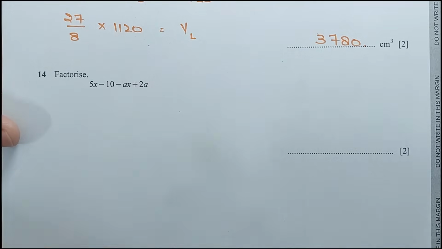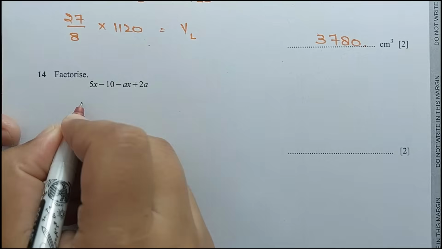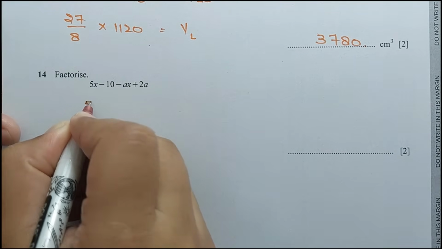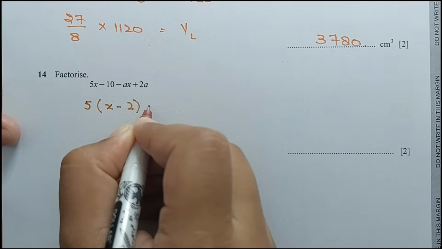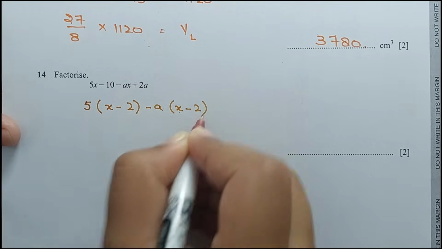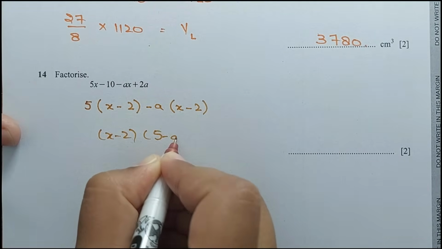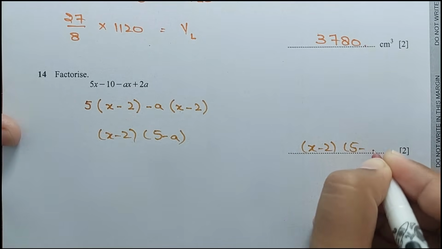Moving to question number 14, we need to factorize this. We can take 5 common and we are left with x minus 2, since 5 times 2 is 10. We can take negative a common, x is left and minus 2 is left. So the factors are x minus 2 and 5 minus a. There are two factors, x minus 2 and 5 minus a.